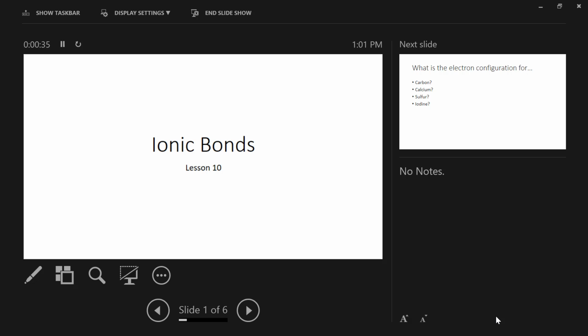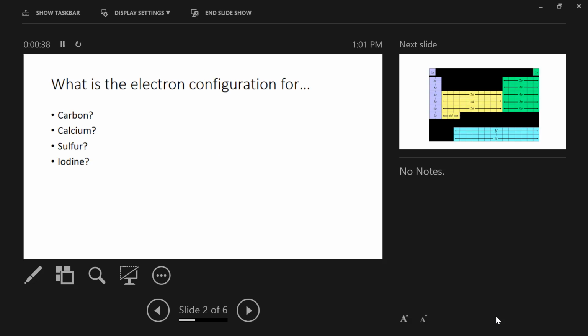Okay? And these will all look very familiar to you because we've spent time in class working with these before. But we're going to come up with the electron configuration for carbon, for calcium, for sulfur, and for iodine. Then we're going to take the next step and answer the question, so what? So what that the electrons are in these energy levels, what does that actually mean? All right? Y'all ready? It's going to be good stuff.